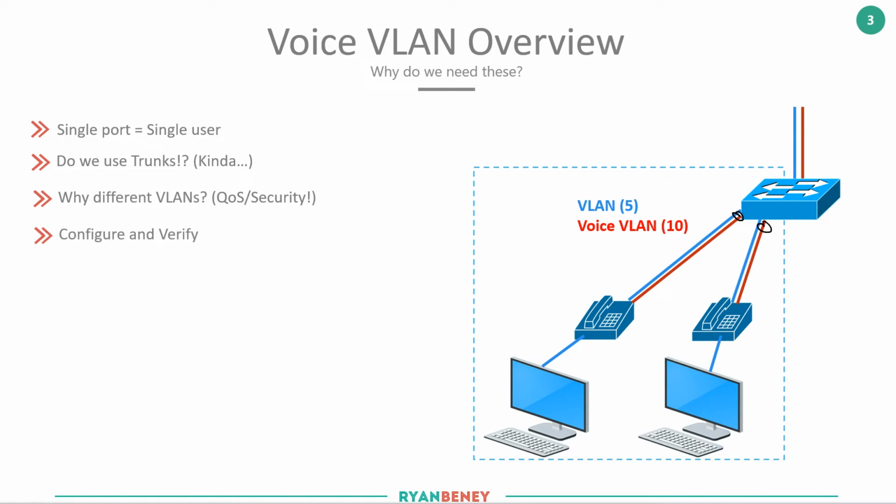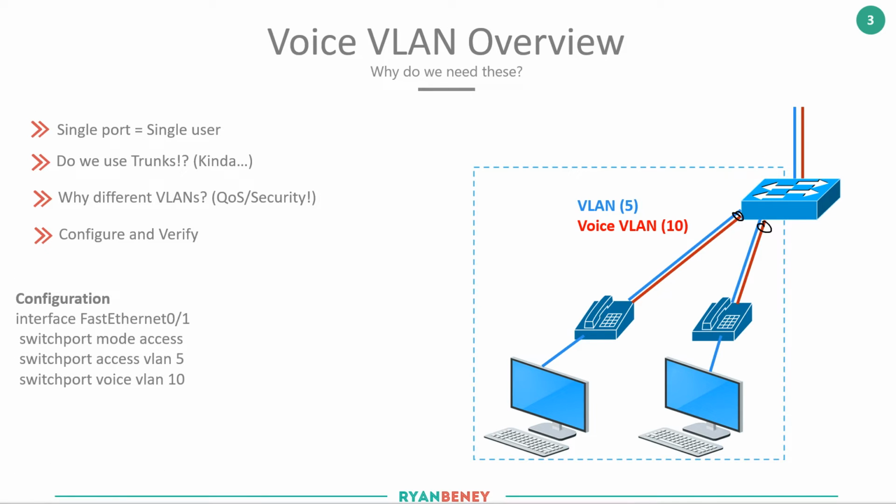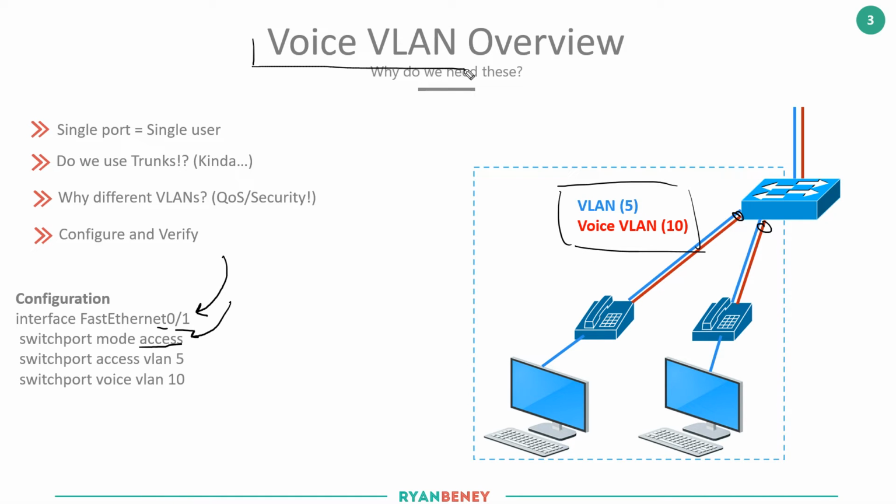So how do we configure and verify them? Pretty straightforward, very easy actually. This is an example of a port. We can see that under the interface configuration of FastEthernet 0/1, I've set the mode as access. So again, at this point you're thinking, hang on a minute, if we're having 2 VLANs, surely it needs to be a trunk. And that's how it used to be done. But now Cisco, out of these voice VLANs, they actually give you a different syntax.